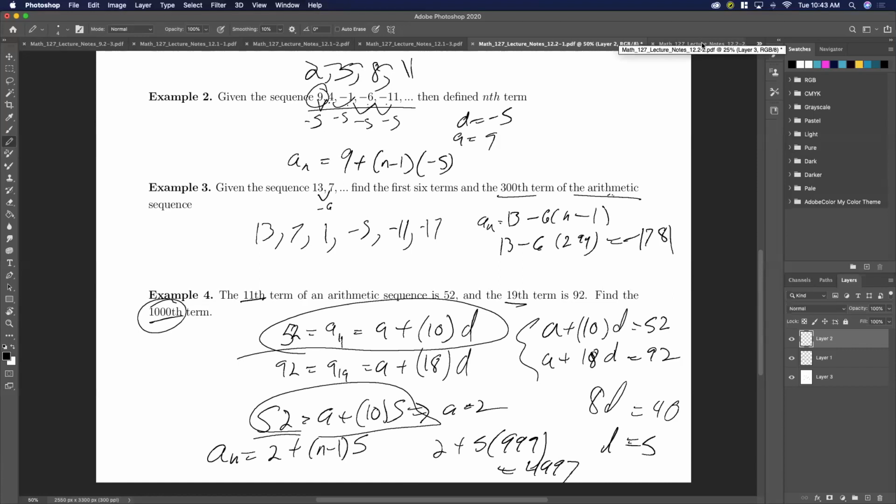I'll leave this up for a second before I swap. I bust out a calculator at that point. If this is 1,000, then it'd be 5,000, and then I just take away 5 of it, so it'd be 4,995, and then add the 2.